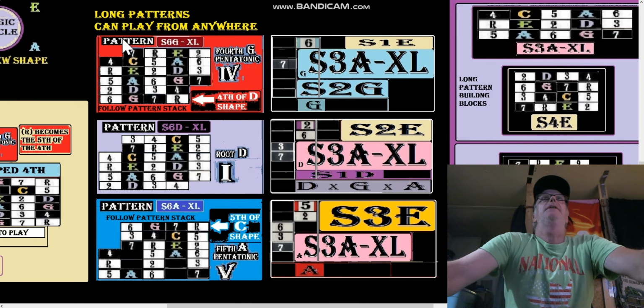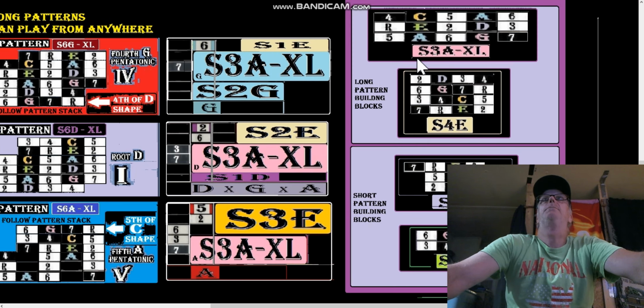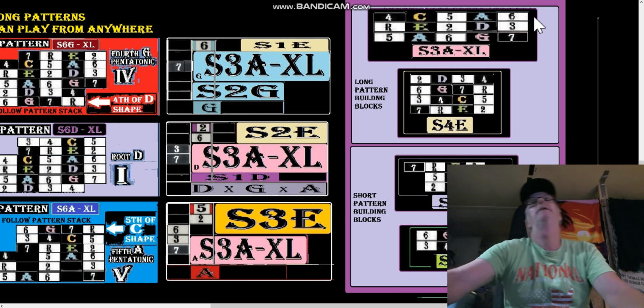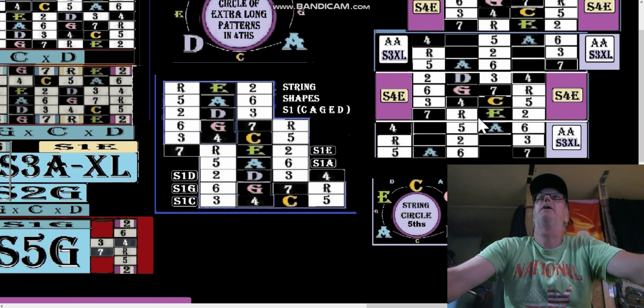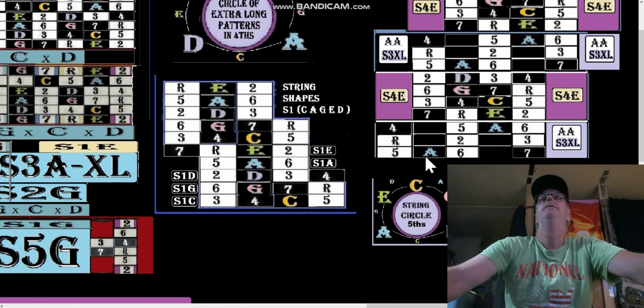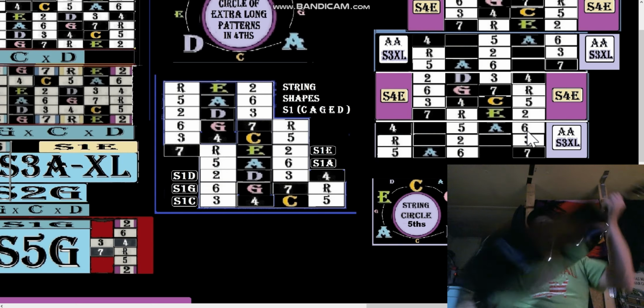Taking a look at this, we got long patterns. Remember, the long patterns are built only from the S4E and the S3A. Okay, so up here we have our S4E and our S3A, S3AXL. This is it in pentatonic. These are the only patterns you have to know.